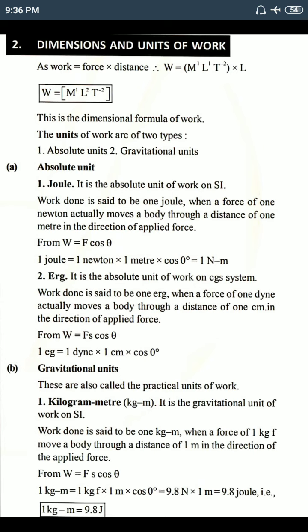And in the CGS system, the absolute unit of work done is erg. You know this one, because you studied these two units in lower classes. How can we define erg? In the CGS system, the force is dyne and the distance is in centimeter. So if a force of one dyne is applied on an object and the body moves a distance of 1 centimeter, then we can say that the work done is 1 erg. So 1 erg equals 1 dyne into centimeter.